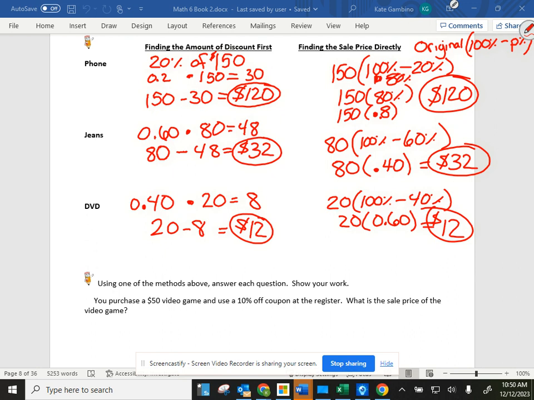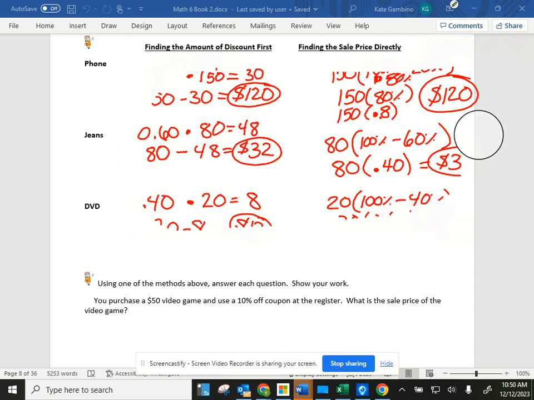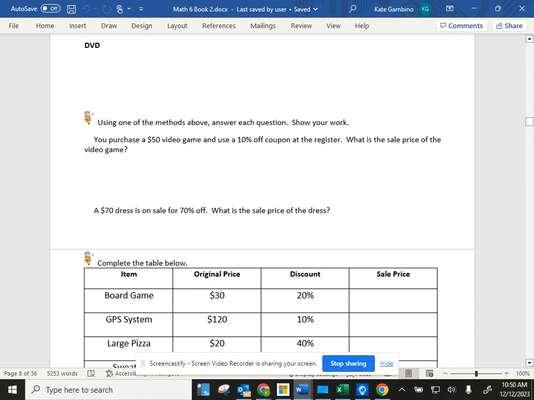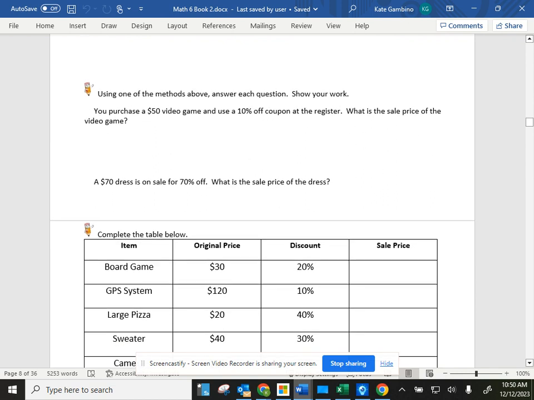So let's look at the bottom. Nobody has turned their pages yet because we're still at the bottom. Using one of the methods above, answer each question and show your work. So we do have to show our work on this. So if you just give me an answer, am I going to give you credit for it tomorrow? No. Show your work. So you purchase a $50 video game and use a 10% off coupon at the register. What is the sale price of the video game?